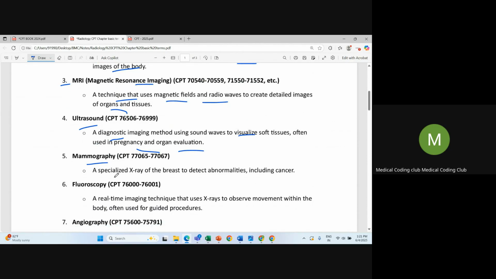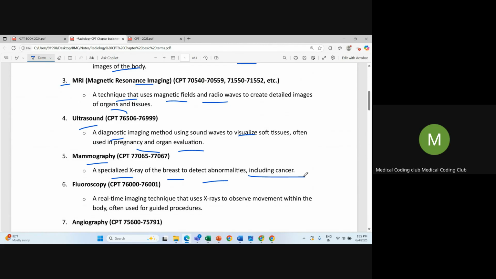Next is mammography. Mammography is a specialized X-ray specially designed for the breast to detect abnormalities, including cancer. Okay, so if the patient wants breast cancer screening, then they go for mammography. So here in mammography, for CPT coding, we do have two sets of codes. One is diagnostic mammography and one is screening mammography. Under screening mammography, you will have a single code with bilateral breast. Okay, because the patient is going for screening, they have to screen both breasts. So we have only one code.